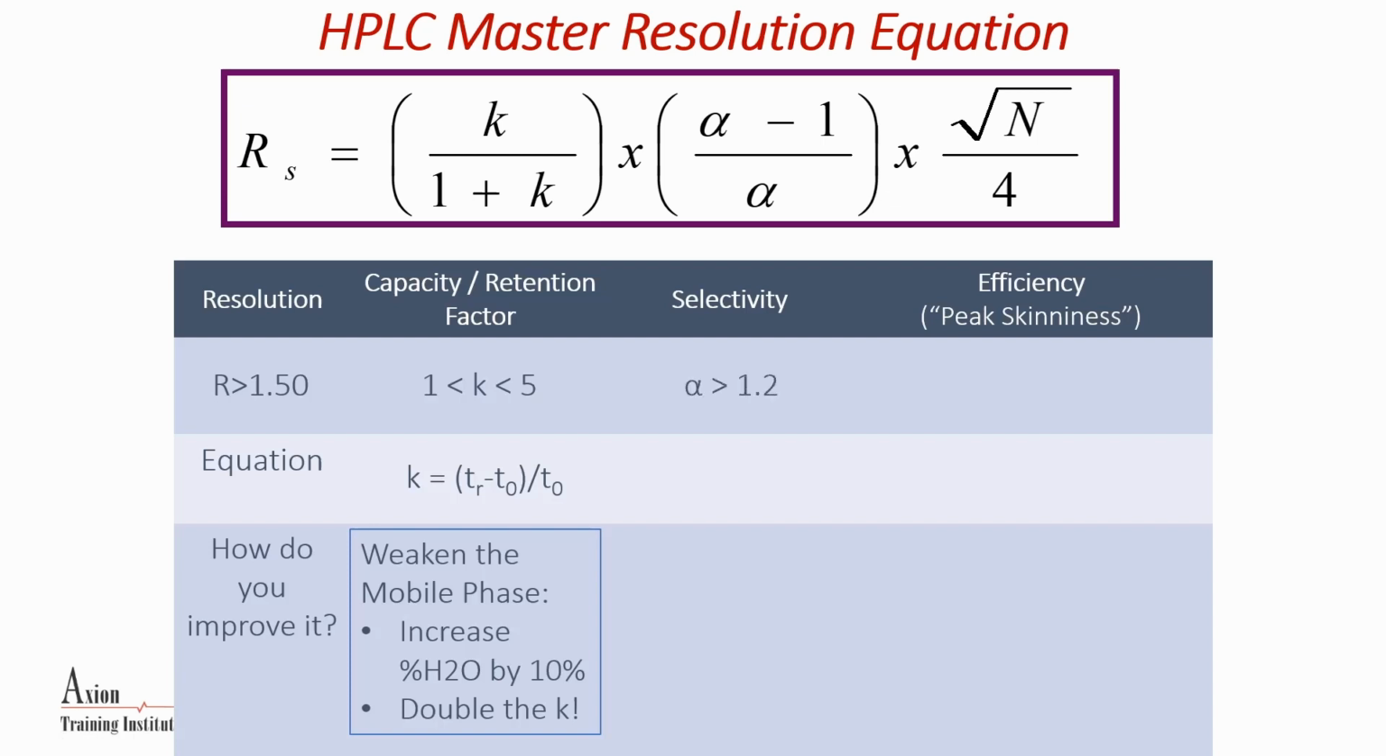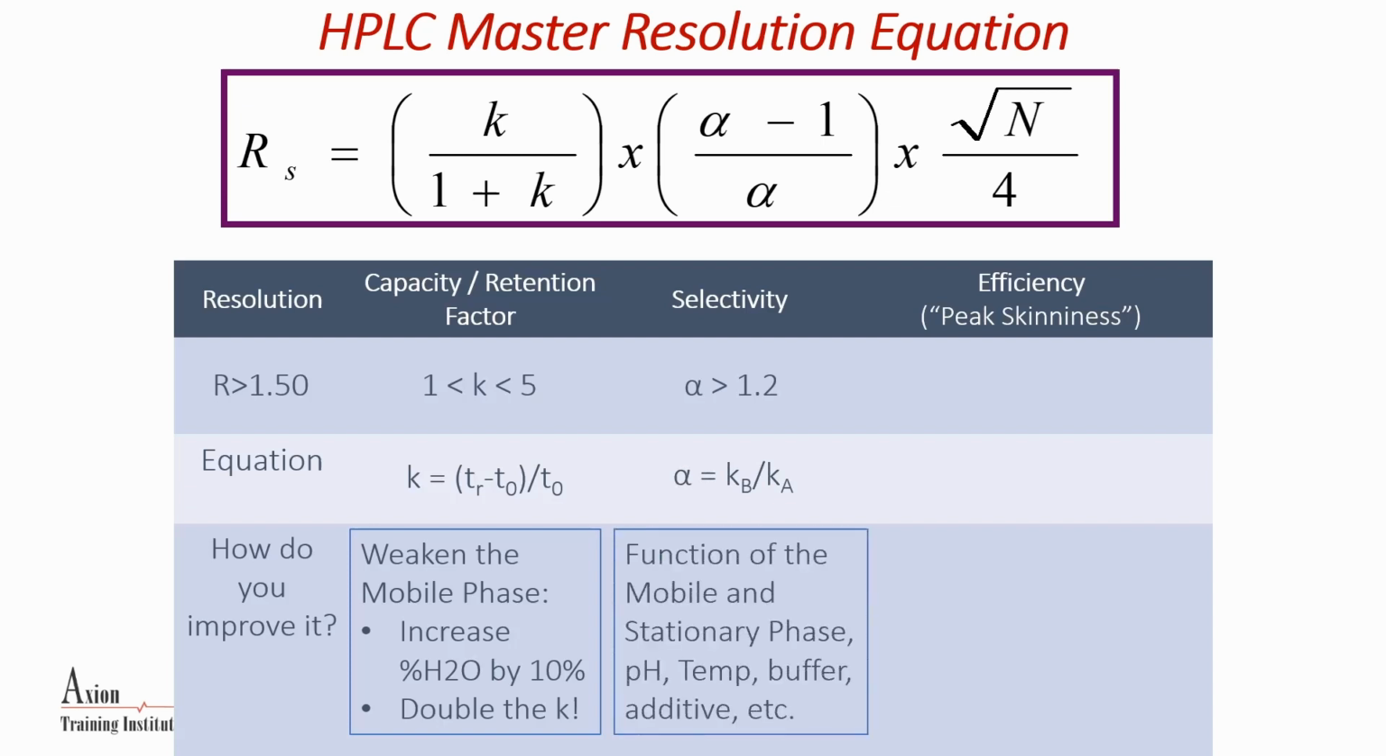The second term is selectivity. We have a goal. 1.2 is our goal. How do we get there? Well, this is really a function of the chemistry. The chemistry of the stationary phase, the chemistry of the mobile phase, the pH, the temperature, a lot of things, but they all have to do with chemistry. So easy to calculate, a little more difficult to understand. So selectivity is usually the hand wave, and then we sort of jump into doing everything else in detail.